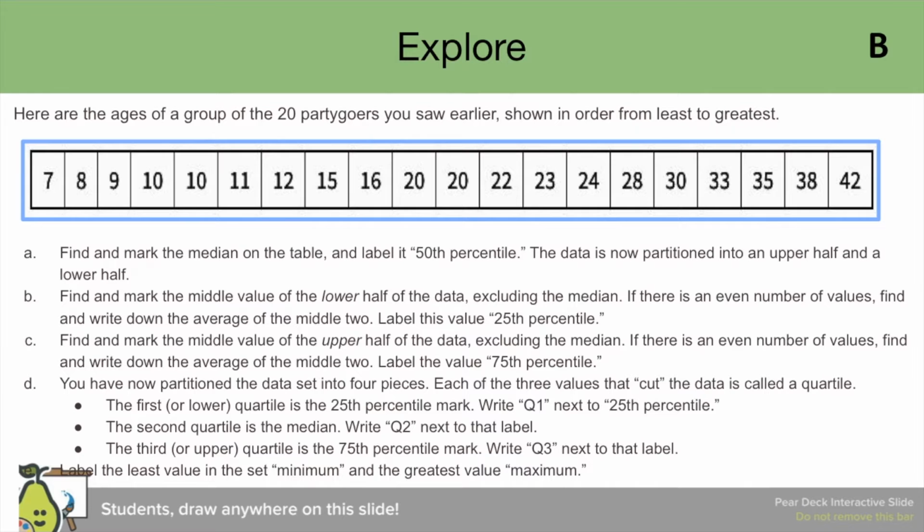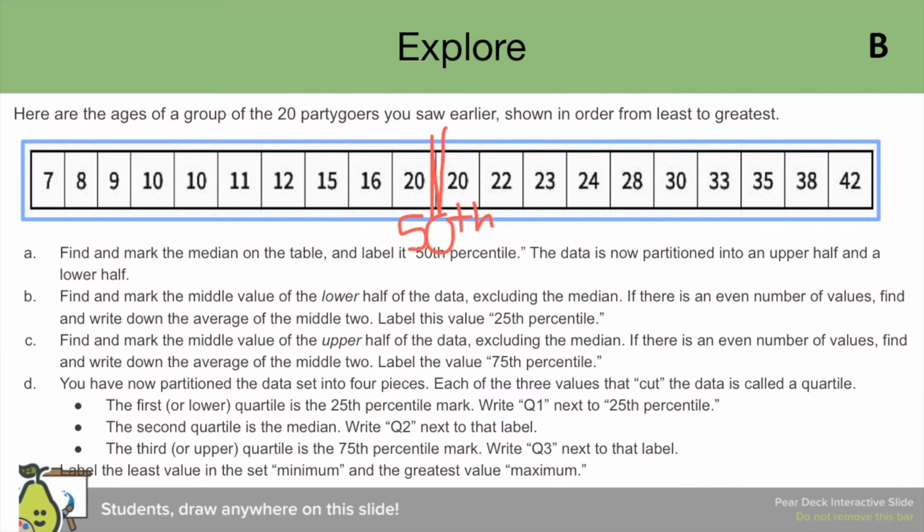Question A asks, find and mark the median on the table and label it 50th percentile. The data is now partitioned into an upper half and a lower half. Alongside their peer tutors, students should note that the 50th percentile is located at 20.